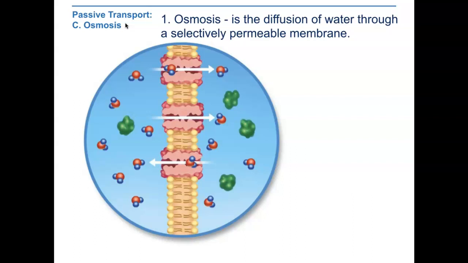In osmosis, as in other forms of diffusion, molecules move from an area of higher concentration to an area of lower concentration. The only difference is that the molecules moving in the case of osmosis are water molecules, not solute molecules. So osmosis is the diffusion of water through a selectively permeable membrane. Water will tend to move across the membrane until equilibrium is reached.